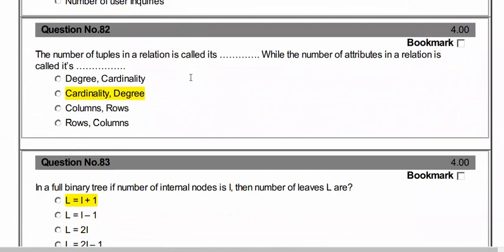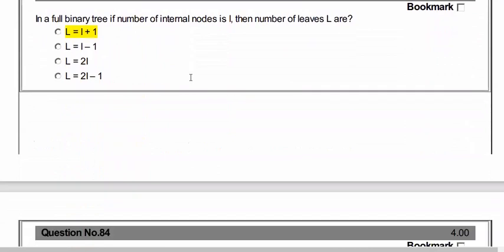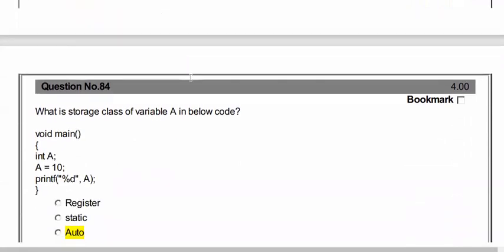The number of tuples in a relation is called its dash, while the number of attributes in the relation is called its dash. Option B is right, cardinality and degree. The number of tuples in a relation is called cardinality, while the number of attributes in the relation is called its degree. In a full binary tree, if number of internal node is I, then number of leaves L are, option A is right, L is equal to I plus 1.